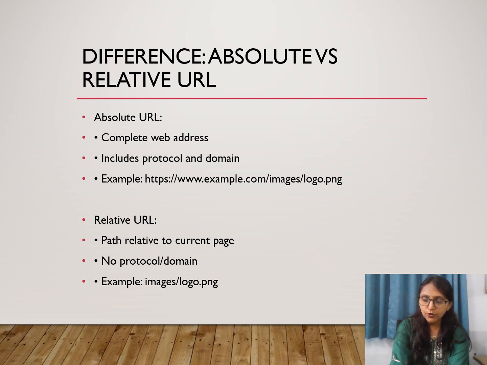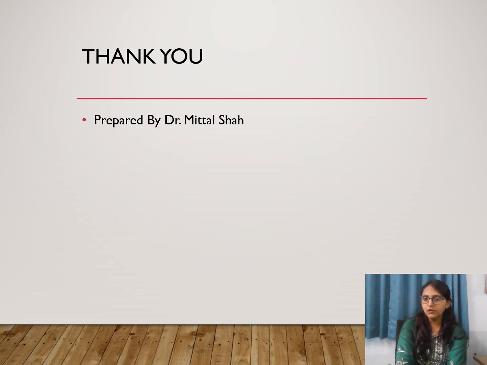So in the absolute URL, you give all the details, the domain as well as the protocol, but in the relative URL, you give only the path. So these are the main differences between the absolute and relative URL. I hope this presentation is very useful for the practical of HTML. Each and every student can execute the code, that is ordered list, definition list, as well as table, using all the properties and all the attributes.